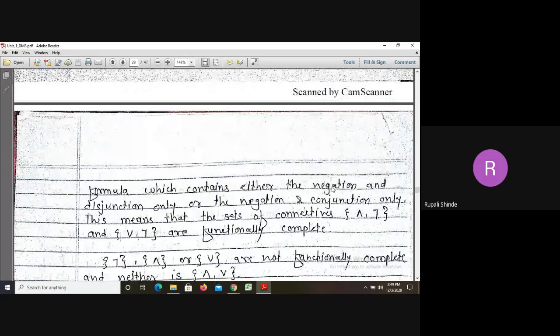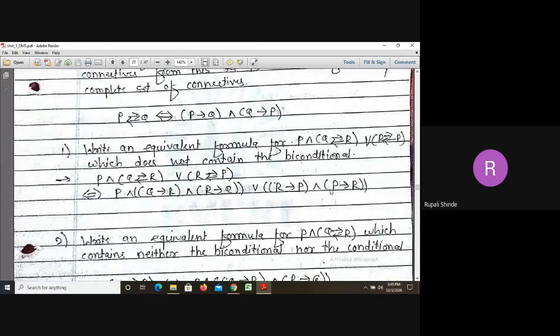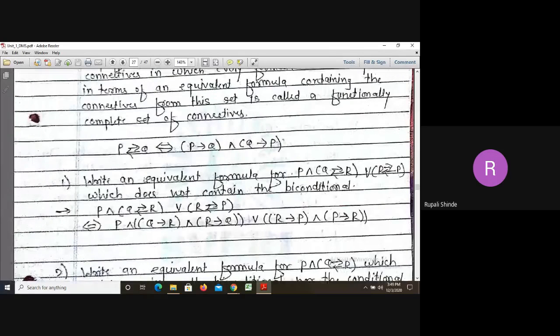Why have we called this functionally complete? Because with the help of these two sets, we can convert any formula into its equivalent formula. So how can we convert? Here they have given some examples. The question is: write an equivalent formula for P and Q biconditional R or R biconditional P which does not contain the biconditional. So from this example they want us to remove the biconditional.